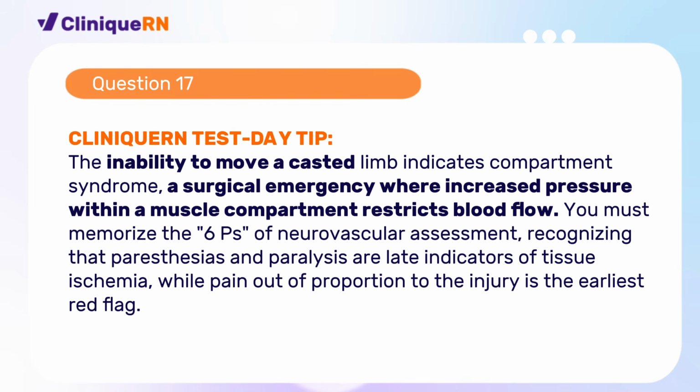Clinique RN test day tip. The inability to move a casted limb indicates compartment syndrome, a surgical emergency where increased pressure within a muscle compartment restricts blood flow. You must memorize the 6 P's of neurovascular assessment, recognizing that paresthesias and paralysis are late indicators of tissue ischemia, while pain out of proportion to the injury is the earliest red flag.